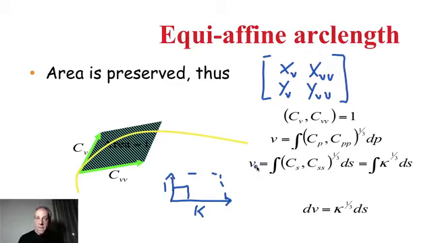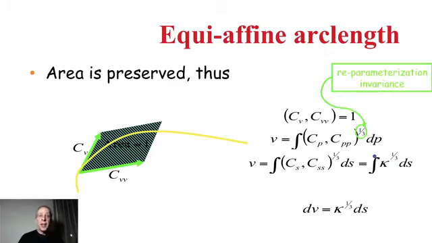So we get that V, the affine arc length, is obtained by the integral of the Euclidean curvature to the 1/3 ds. And therefore, we get an extremely interesting relationship between the Euclidean arc length and the affine arc length. So we have the Euclidean arc length coming from here and the affine arc length, and they are related by the Euclidean curvature. This is a beautiful relationship in differential geometry that relates Euclidean differential geometry with affine differential geometry.